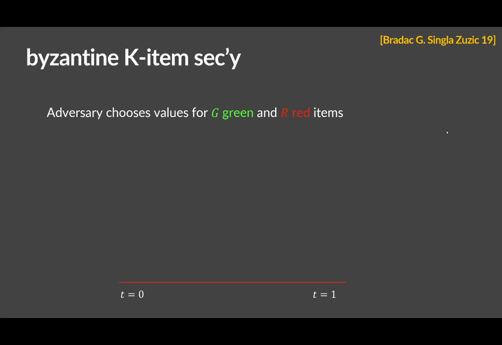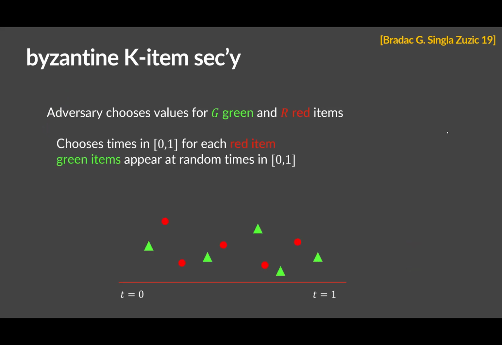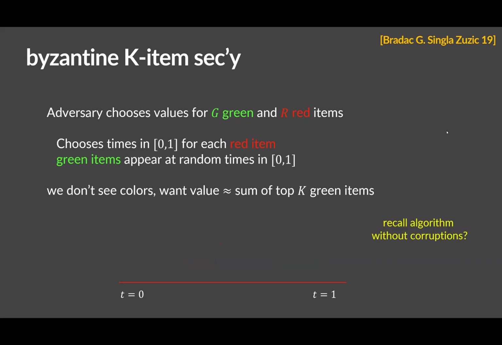This is actually starting from an older paper with Sahil and Goran and Domagoj. The red items are chosen adversarially, and the green items come in. We don't see the colors, of course. And we want value which is comparable to the top k green items. And we have a poly estimate of OPT. So let's see what algorithms we might use.